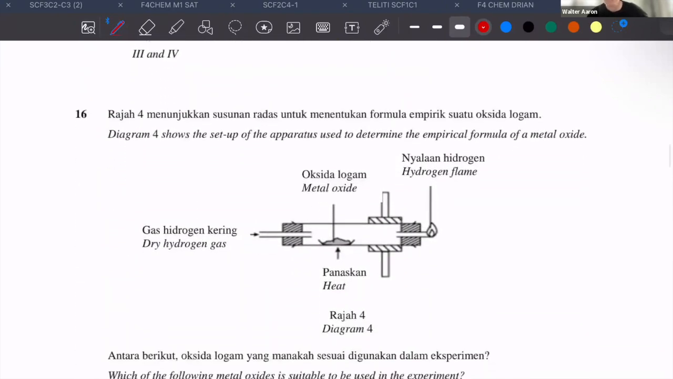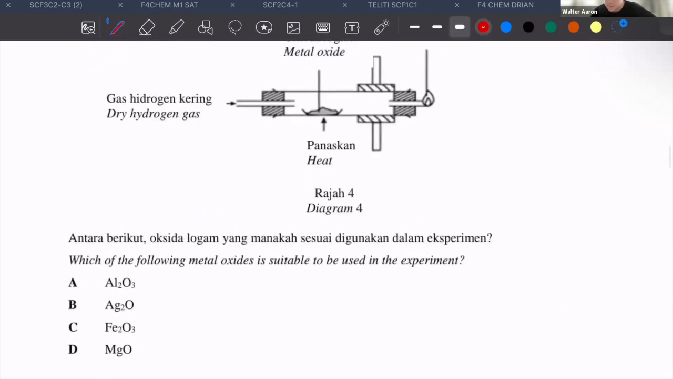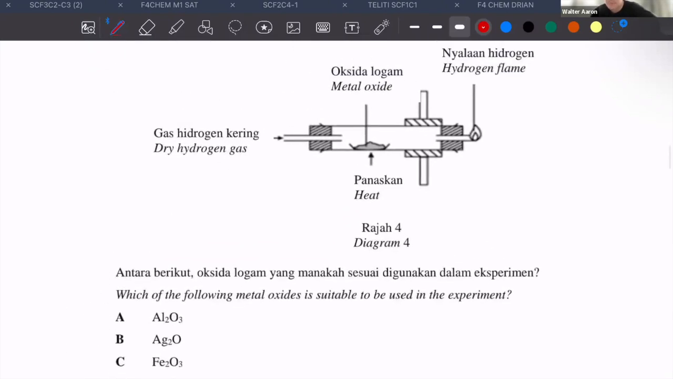Number 16: Diagram 4 shows a setup of apparatus used to determine the empirical formula of a metal oxide. Hydrogen gas here will act as a reducing agent to reduce the metal oxide to pure metal. Which of the following metal oxides is suitable to be used in the experiment? You must refer to the reactivity series, in this sequence.